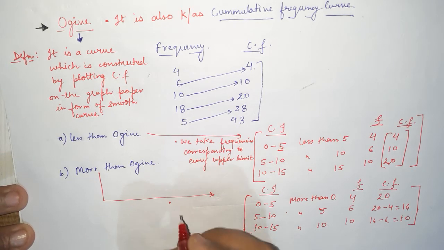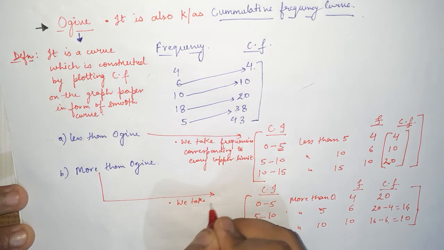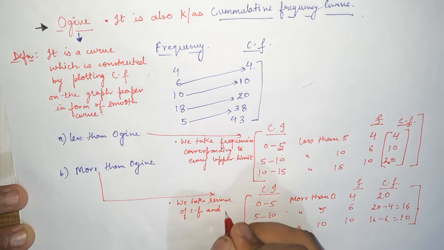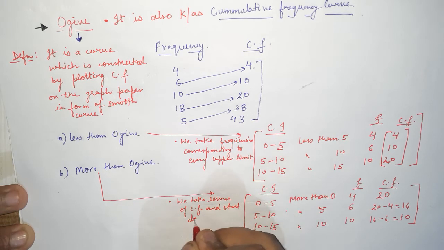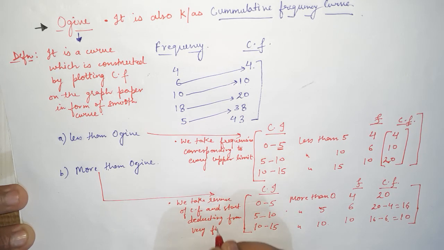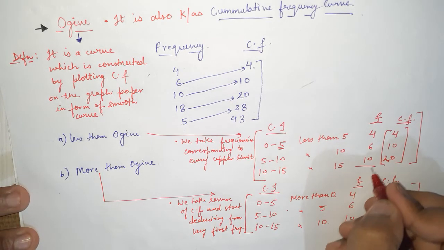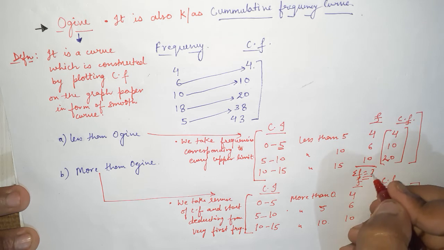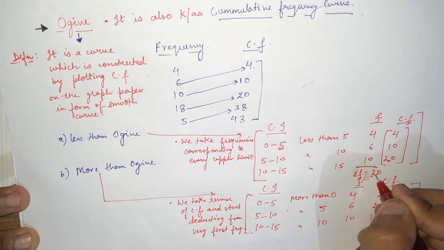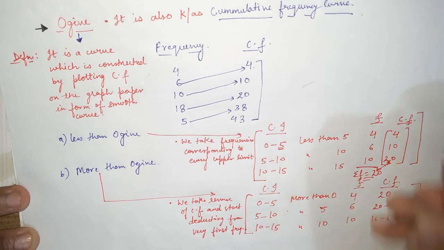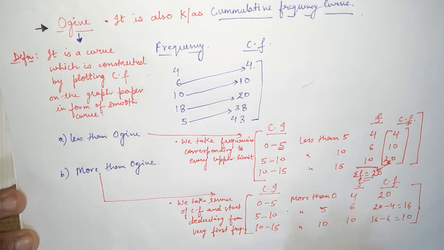So one more important point, I'll write it here. We take the reverse of cumulative frequencies and start deducting from the very first. सबसे पहले वाली फ्रीक्वेंसी से we start deducting the total. One more thing, the total of the frequency, which is the value of sigma f, the summation of x, that value will always be the same. If you total it, it will come to 20. That value will always be the same as the last value of the cumulative frequency, because cumulative frequency is also the summation of every other frequency, like that.